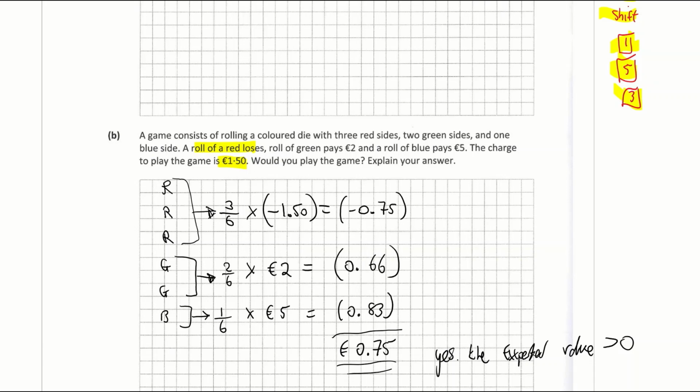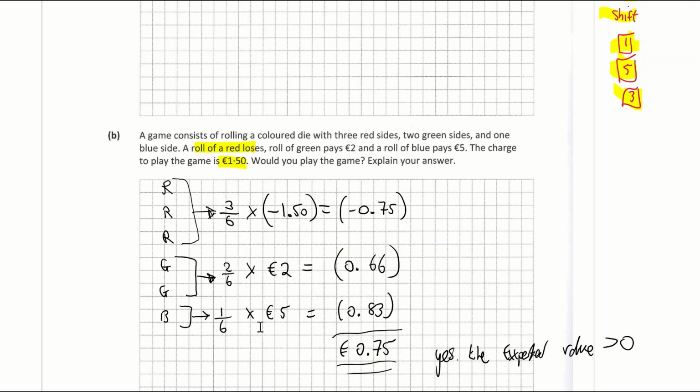Now, let's look at it actually. It cost me €1.50 to play the game. So I'm on average earning 75 cents. So perhaps actually no. I'm only earning 75 cents and it's costing me €1.50 to play. No, actually we're good. Yes, the expected value is above 0, so I'm happy with that. So we're coming out on top here.